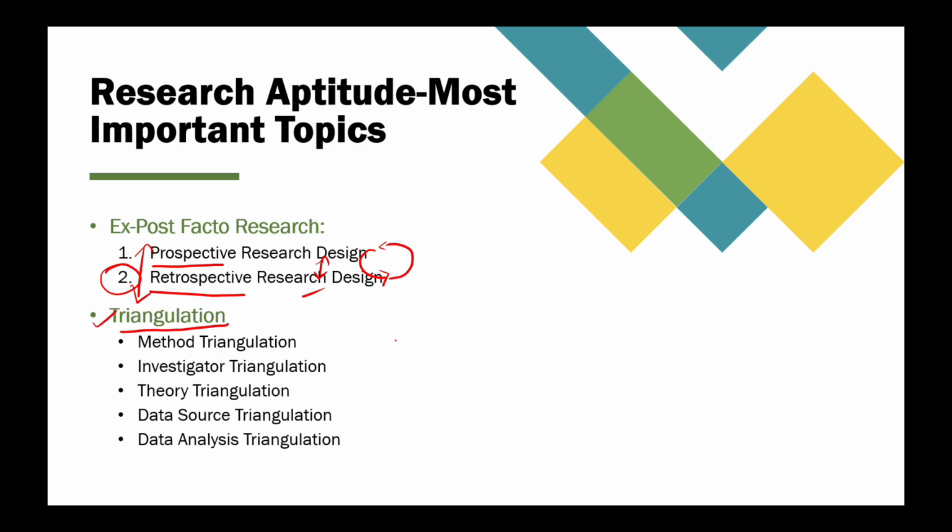There are many types of triangulation you can perform in research: triangulation by method, triangulation by investigator, triangulation by theory, triangulation by data source, and triangulation by data analysis.